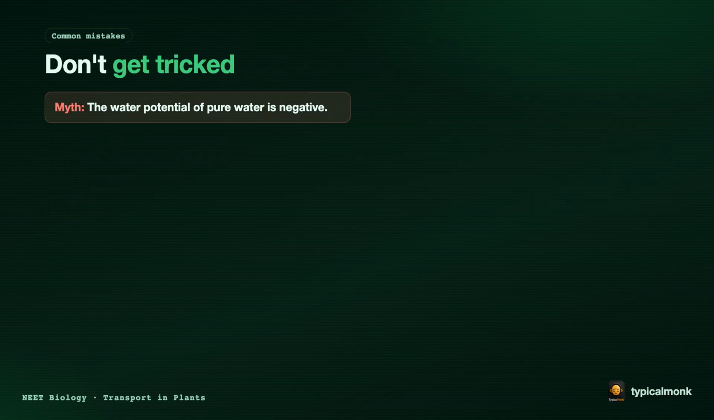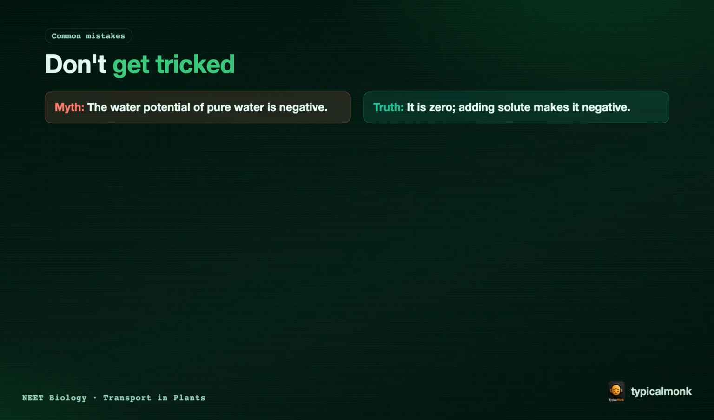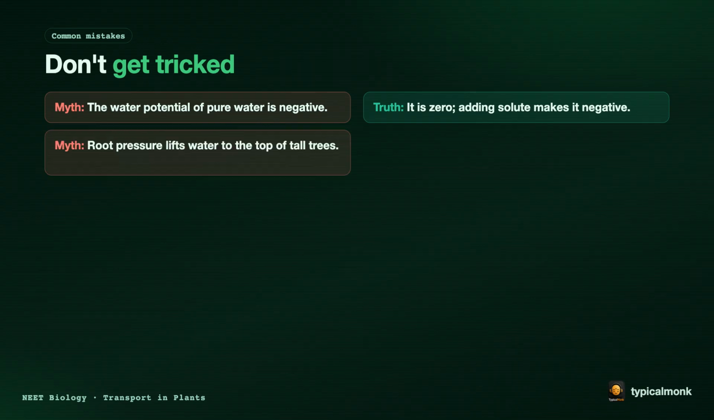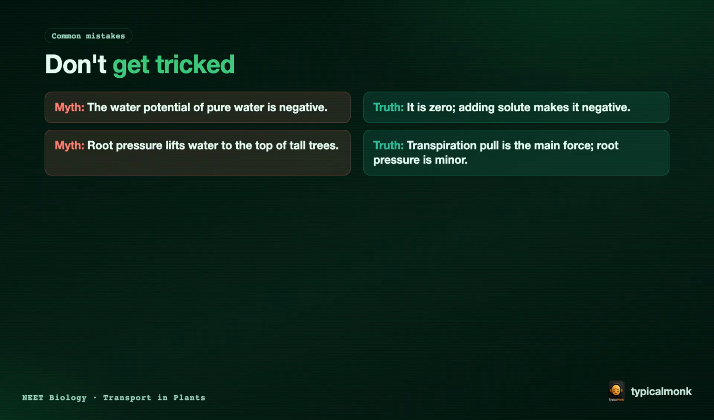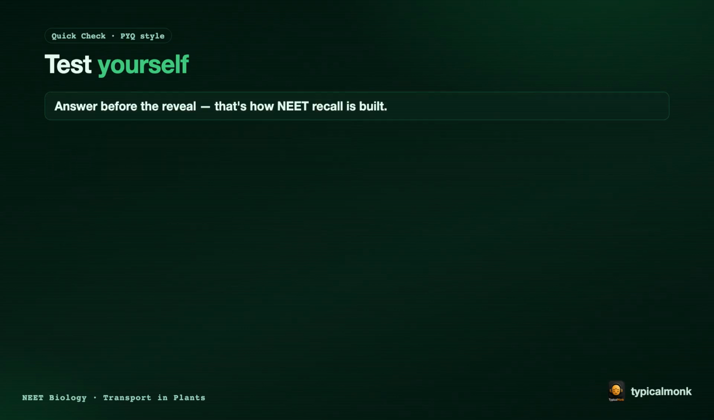Now let's clear the mistakes that trap students. Myth: the water potential of pure water is negative. Truth: it is 0. Only adding solute makes it negative. Myth: root pressure lifts water to the top of tall trees. Truth: the main force is transpiration pull. Root pressure is minor.